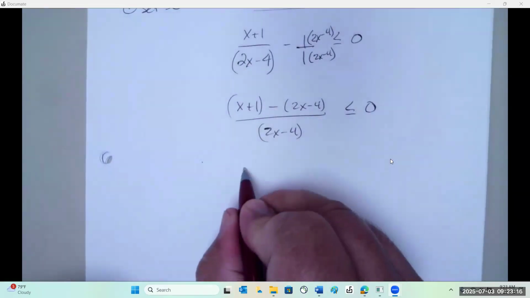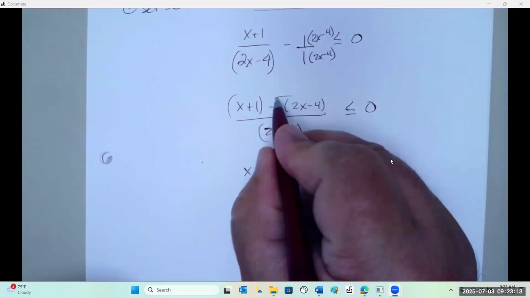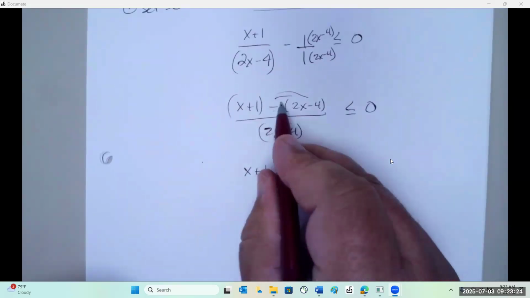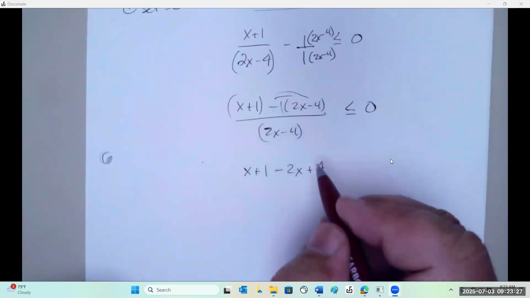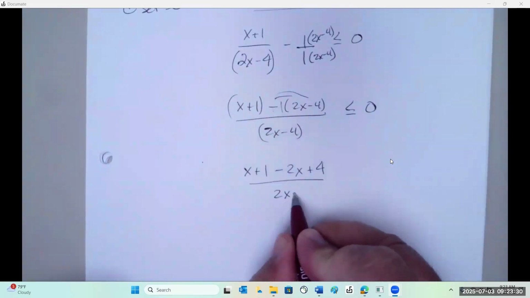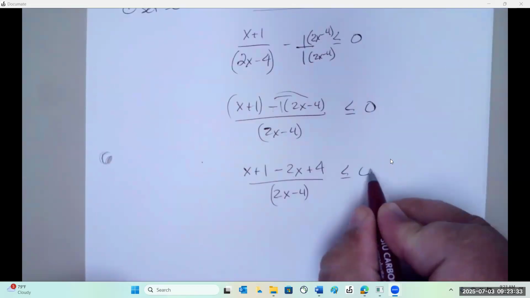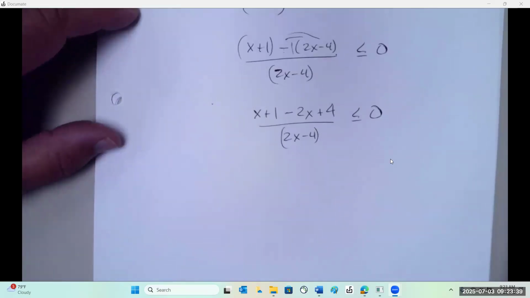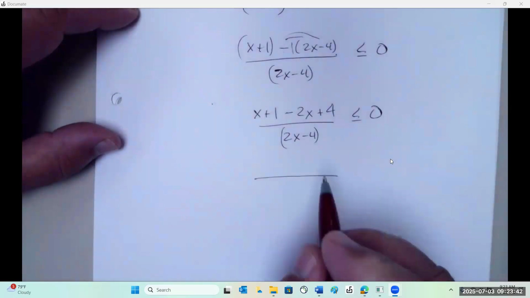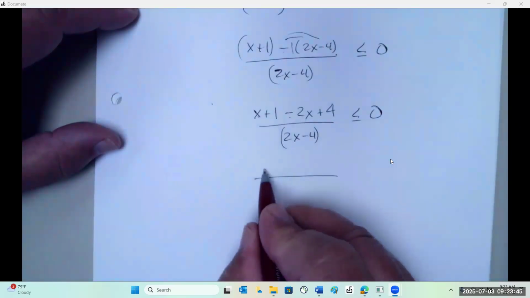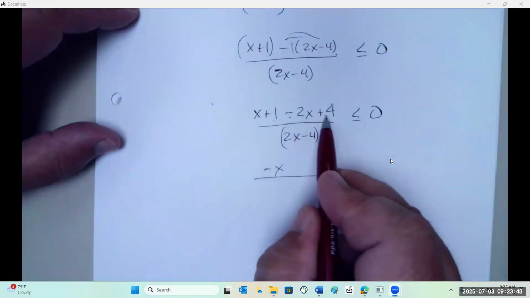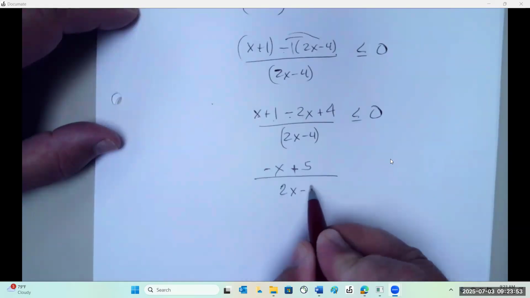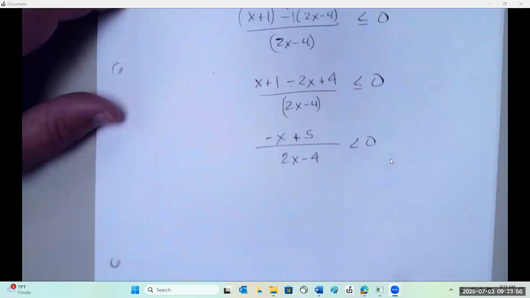Do I need the first parenthesis? No, because there's no coefficient. The second one, I distribute the negative sign. So -1 times 2 is -2x, -1 times -4 makes it a +4. I got rid of parentheses, so I combine like terms. On top, you have x minus 2x is -x, +1, +4 is a +5. So there's my polynomial.